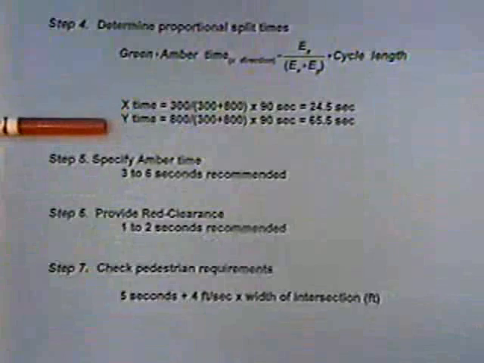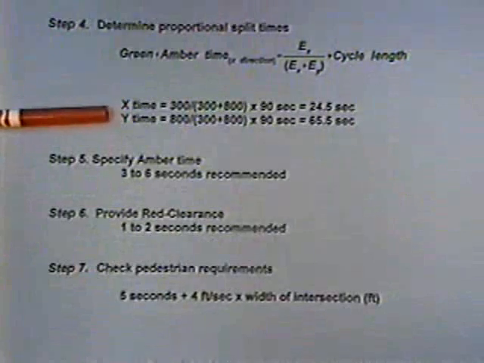For example, if we had an intersection that was 60 feet in width, we divide by 4, we'd come up with 15 seconds of walking time plus 5 seconds initial for a total of 20, and that would mean that our green times would have to be at least 20 seconds in length. And if we go back to the example that I was just using, the first green was 20.5, the second green was 61.5, so they would both satisfy the pedestrian requirements.